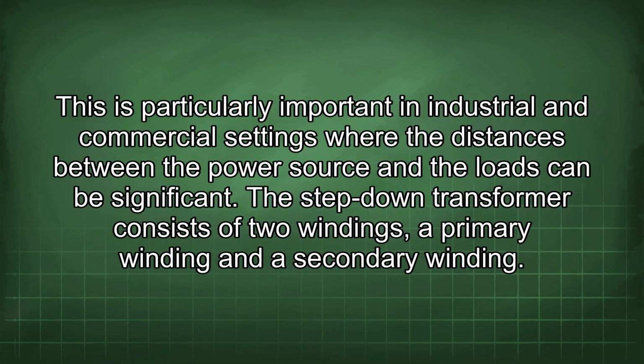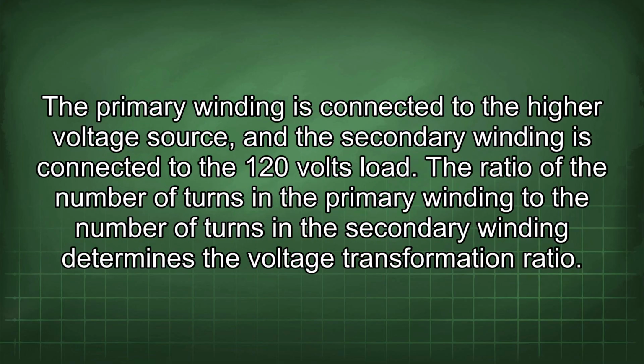The step-down transformer consists of two windings, a primary winding and a secondary winding. The primary winding is connected to the higher voltage source, and the secondary winding is connected to the 120 volt load. The ratio of the number of turns in the primary winding to the number of turns in the secondary winding determines the voltage transformation ratio.